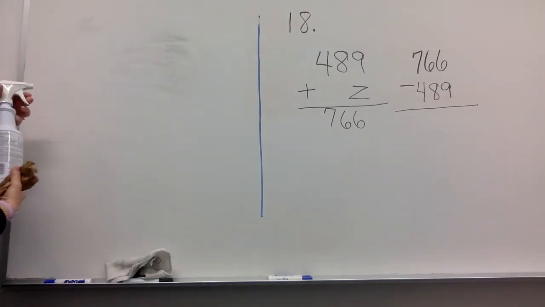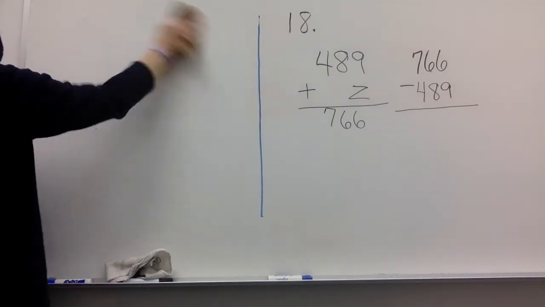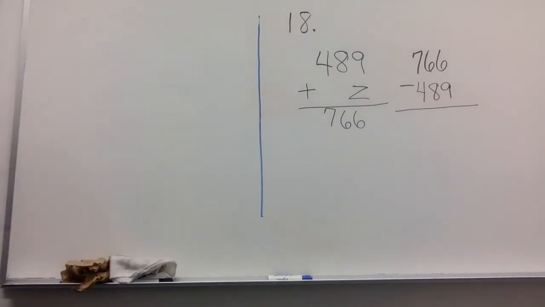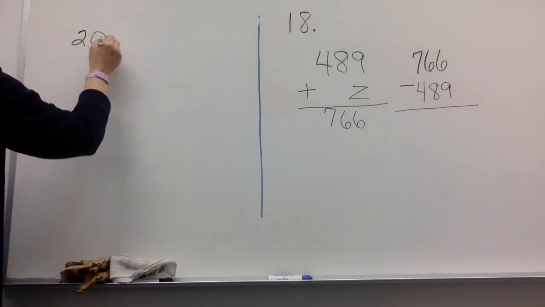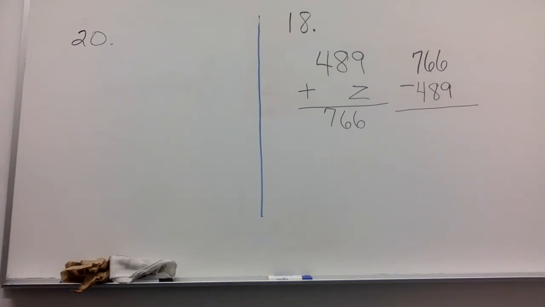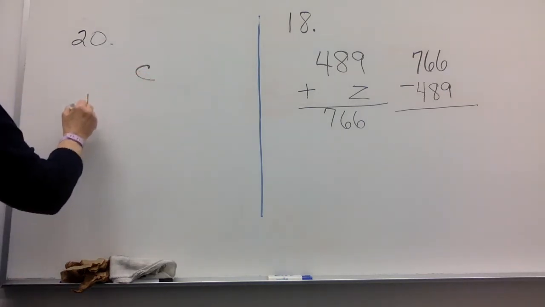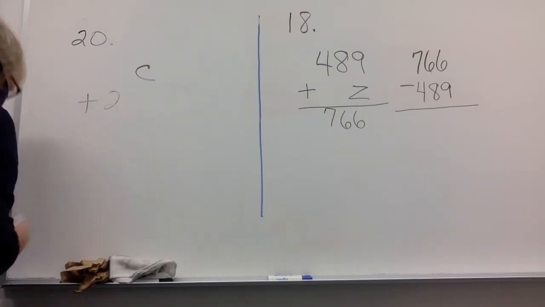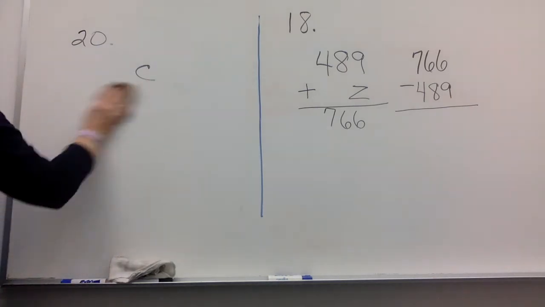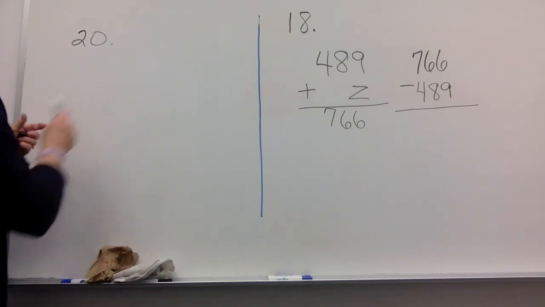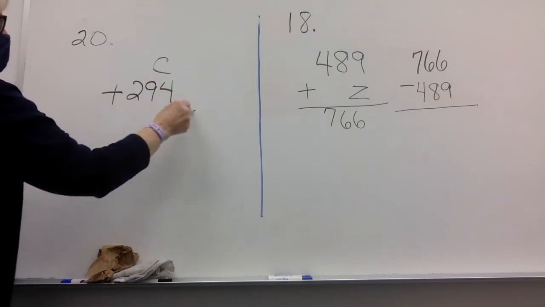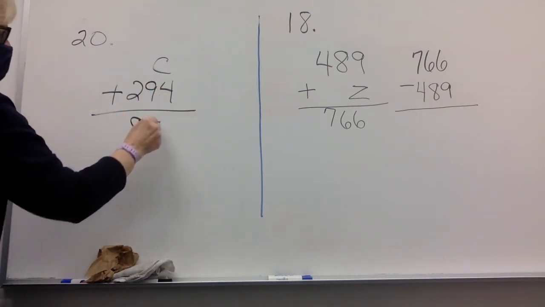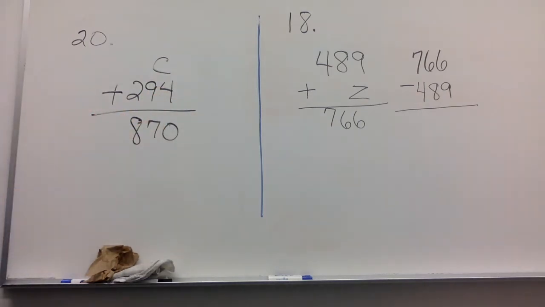Number 20 is the same type of problem. It's C plus 294 equals 870. All right, this is the same type of problem that we have still up on the board over there at 18.